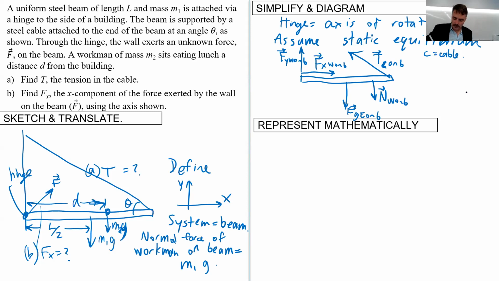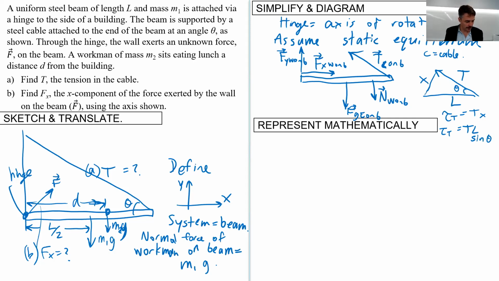And what we could do with this tension is try to figure out our x to the rotation axis. So if the rotation axis is at the very left end, and this is x, and this is your angle theta, then the torque due to the tension is equal to T times x. So the torque due to the tension is equal to T times L times sine theta. So you need to do that at some point.